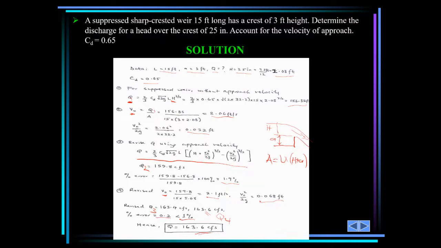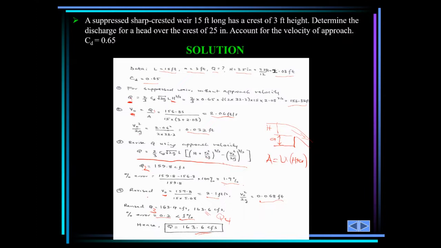Is it clear? All we did is simple. First, we neglect the velocity of approach and find the flow rate using the formula without the velocity of approach. When we find the rate, we now find the velocity of approach using the estimated flow rate that we found, which is Q1. When we found the velocity of approach, we find the velocity head, and then we use the formula that incorporates the velocity head, which is this one, to find the revised flow rate. When we find the revised flow rate, we compare it with the previous one to ensure that they agree within 1% percentage error. Here they don't agree, 1.9 percentage error.